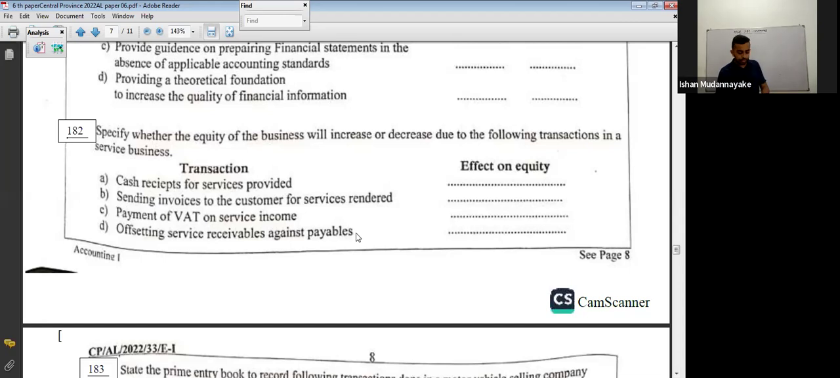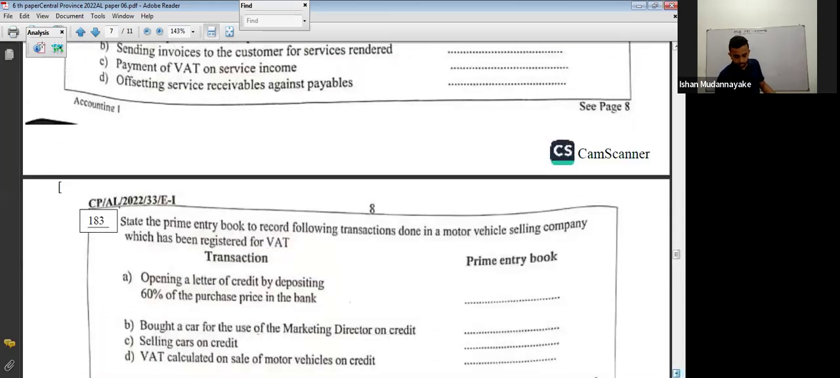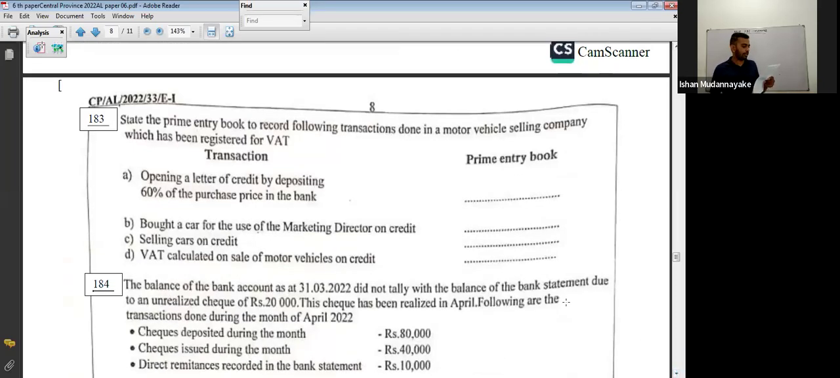But students, look at question number 183. State the primary book to record the following transactions done in a motor vehicle selling company, which has been registered for VAT.